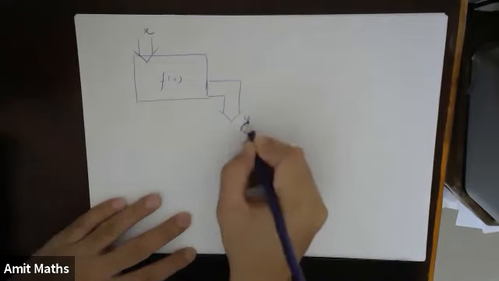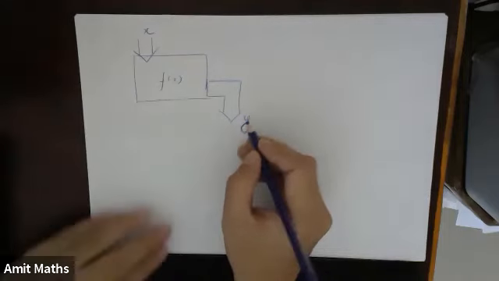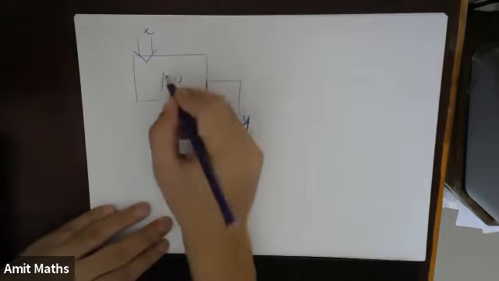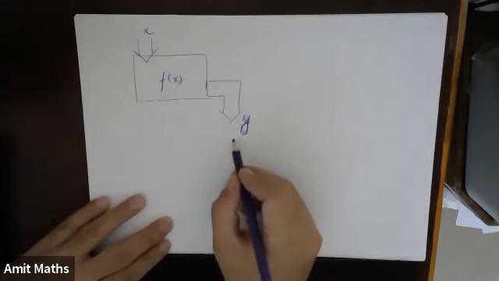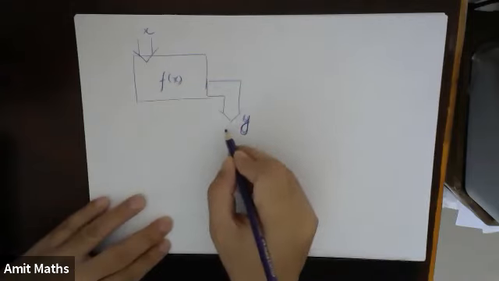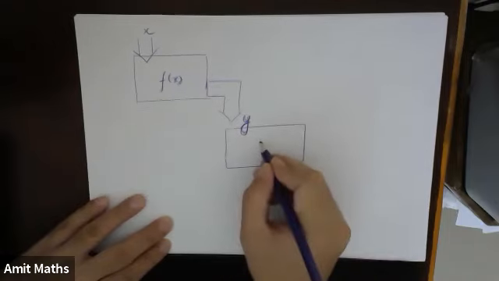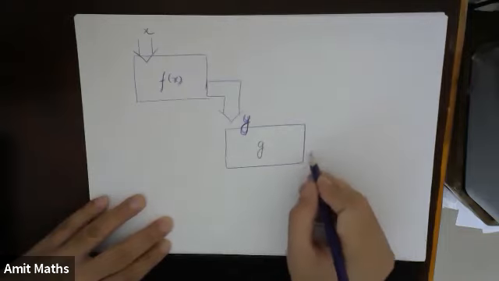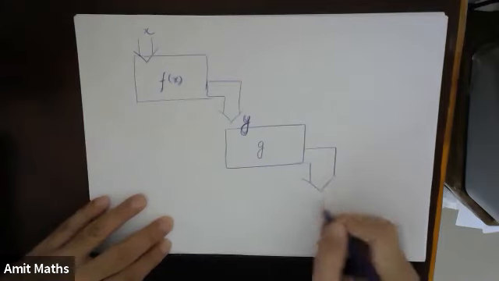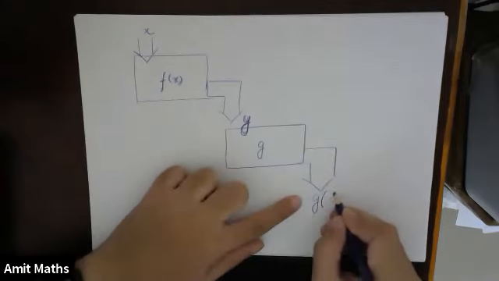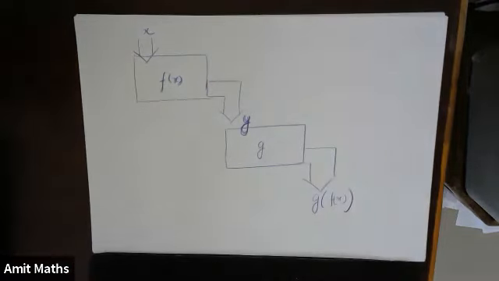Now suppose this output y is taken in as input by another machine, which is g, and this g will give output taking input as f of x. This machine will give output taking input of f of x.